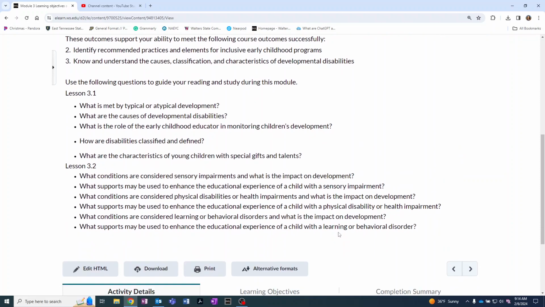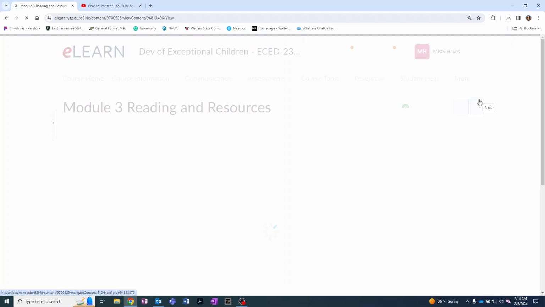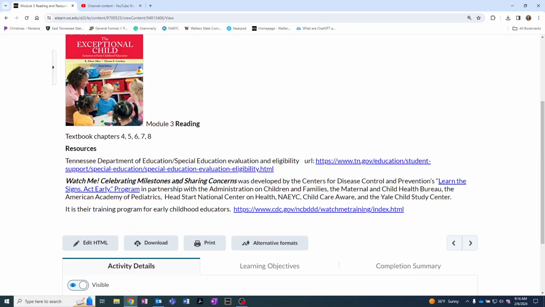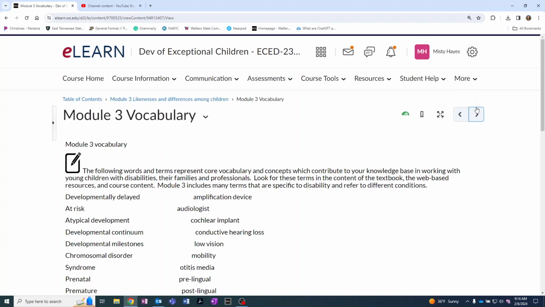I also give you some guided questions that can help you. So please be sure to always read these because this lets you start thinking about these things as you're going through the two lessons. Okay, so this tells you the chapters you will be reading in Module 3. I listed the vocabulary here for you as well.